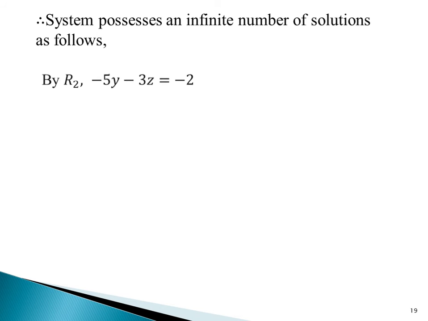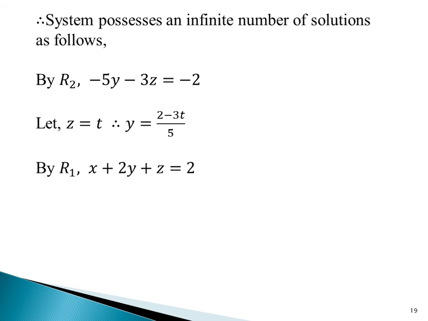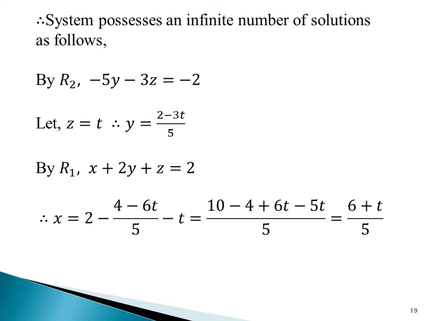So by R2 we can write minus 5y minus 3z is equal to minus 2. So here if we let z equal to t, a parameter t, therefore we get y equal to (2 minus 3t) divided by 5. Okay, by R1 we have the equation x plus 2y plus z equal to 2. Now if we put z equal to t and y equal to (2 minus 3t) by 5, we have the value of x, which is calculated here as (6 plus t) by 5, right.